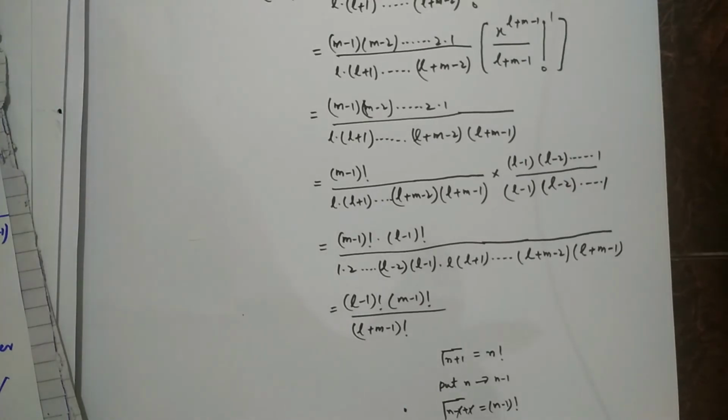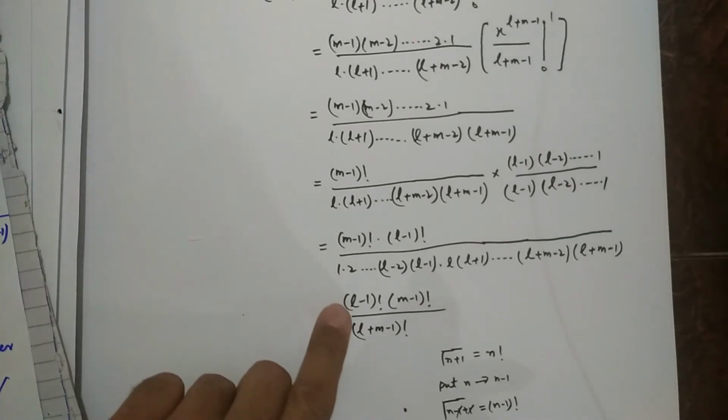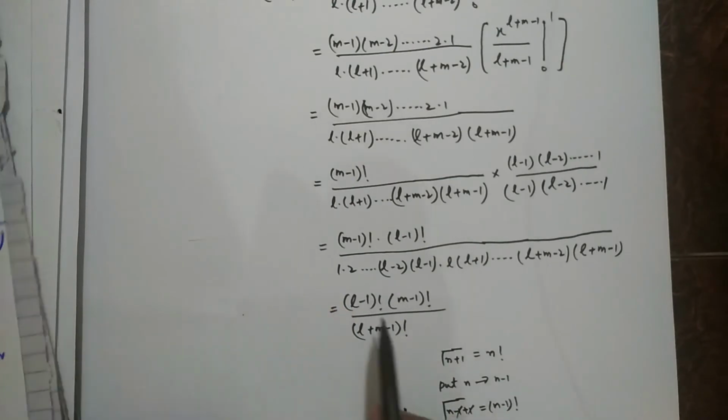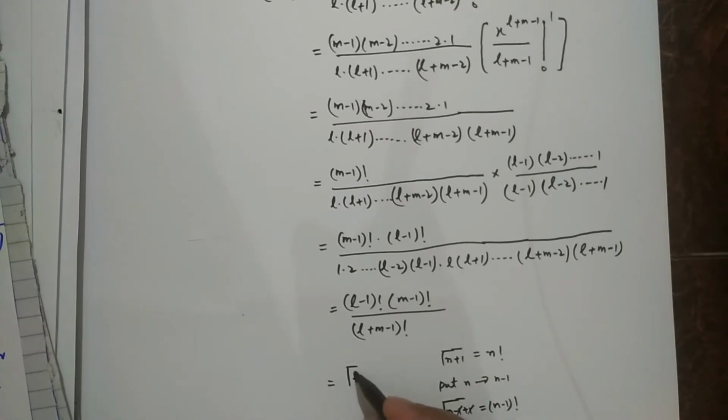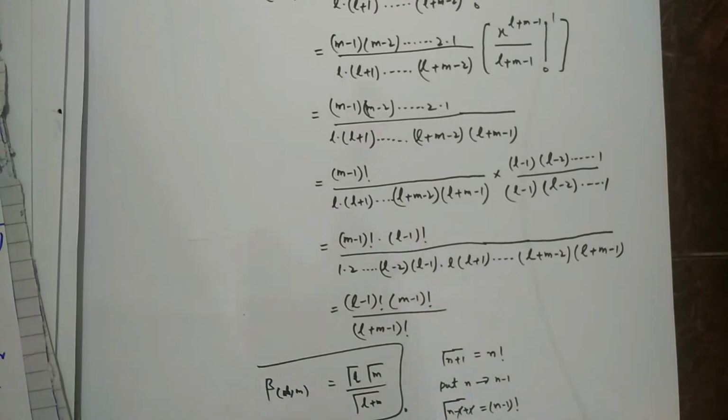So here we have L, so L minus 1 factorial will be equal to gamma L, and m minus 1 factorial will be equal to gamma m, and here we will have gamma L plus m. So this is our final result which we have proved.